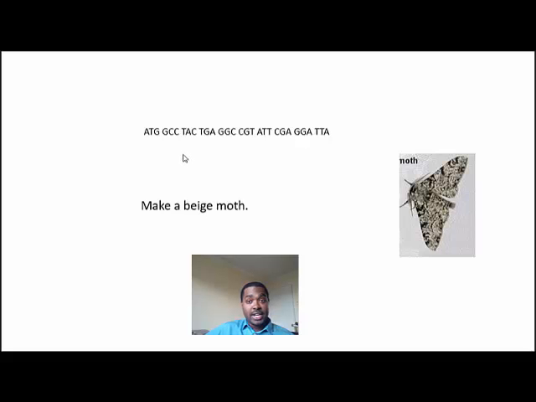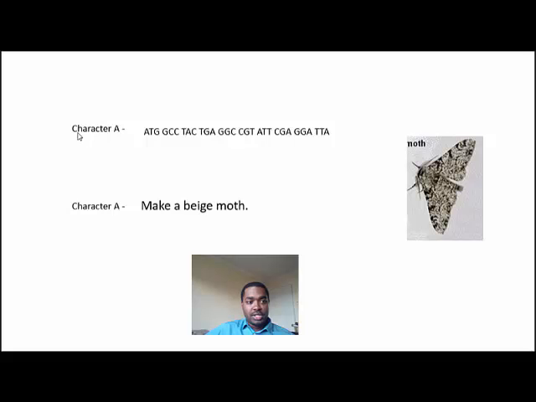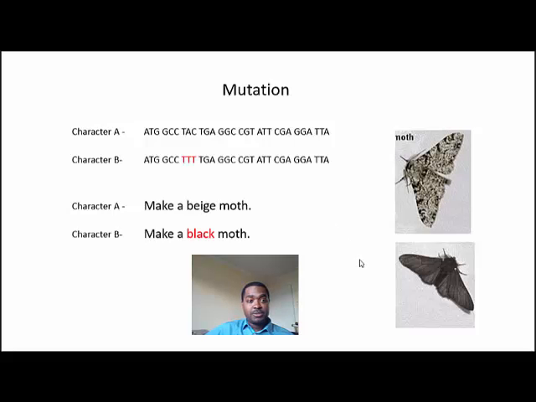Now, let's say we were going to translate this genetic code. So we're saying that this codes for a character, some visible trait that you can see on this organism here, which is a moth. We're saying this code is telling the moth, or it codes for, make a beige moth. So this gene is coding for a character or a trait that says make a beige moth. Make the protein that makes this moth beige. Okay, so simple enough.